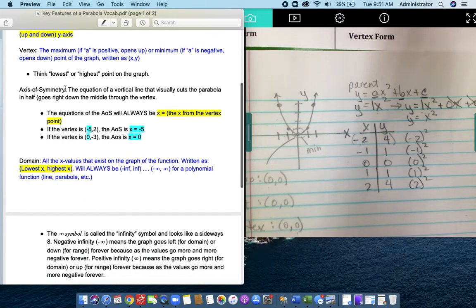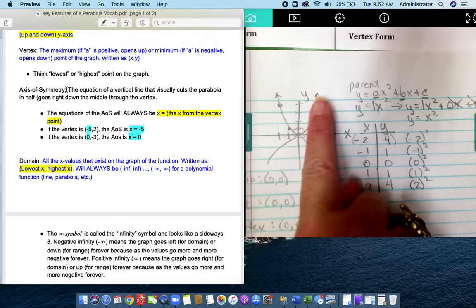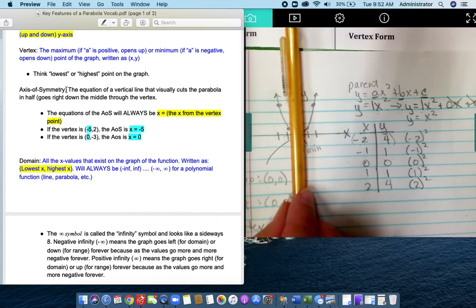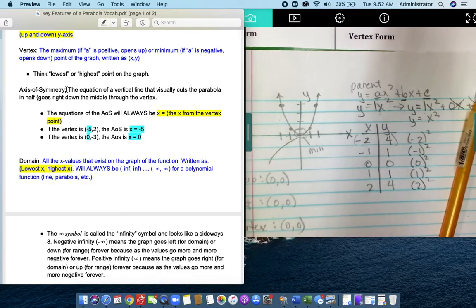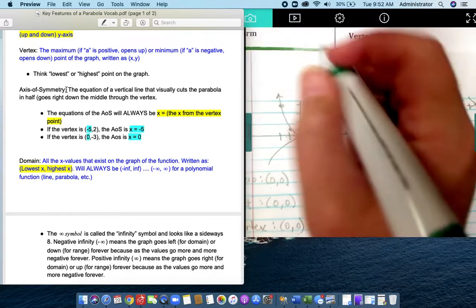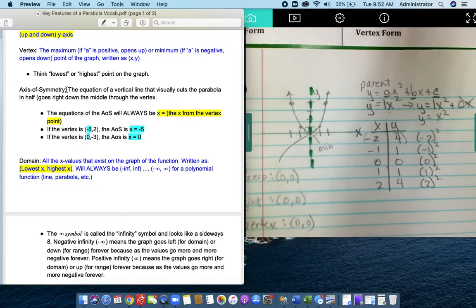Next, we have an axis of symmetry. An axis of symmetry is a vertical line that visually cuts the parabola in half. So if I said, use your finger and show me where it cuts it in half, I'm going to use a pencil actually. Where does it cut in half? You would say it cuts it in half right there, right down the middle. Well, that happens when the x value is 0, because that's the origin, (0, 0). So we usually draw an axis of symmetry as a dotted line because it's not really part of the graph. It just kind of visually helps us to see the middle.